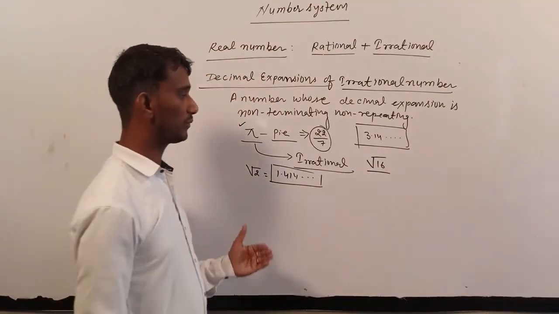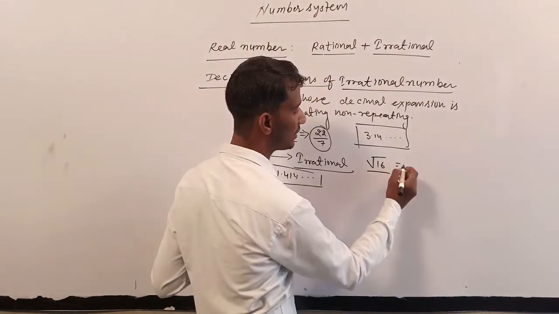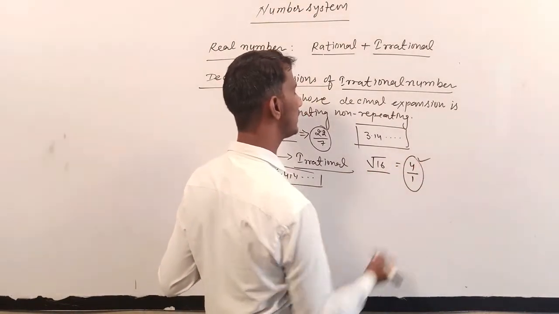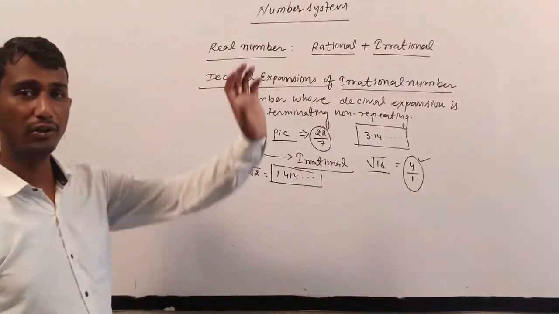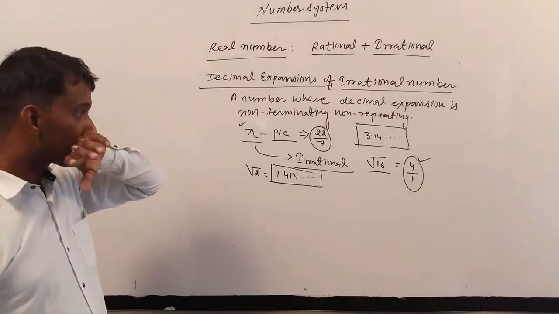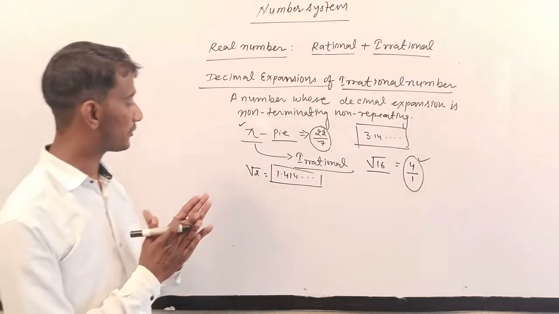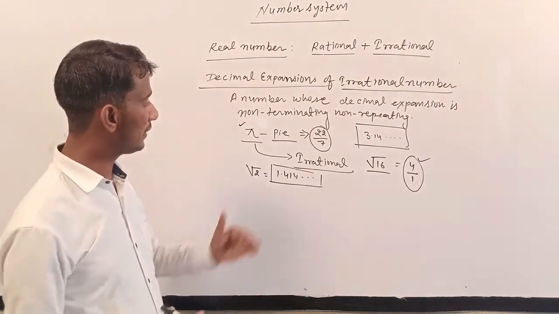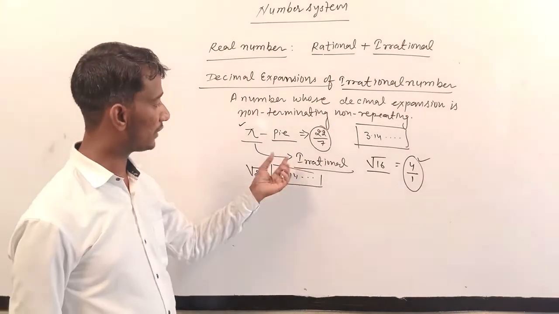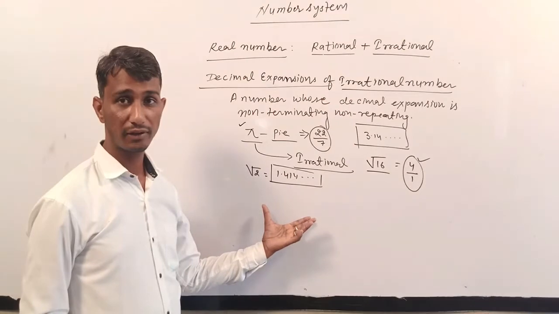So first we simplify. You know that root 16 value is 4, and 4 can be written in the form of p upon q. So this is a rational number, not an irrational number. Understand? Now, dear student, I will tell you the next form of irrational number.